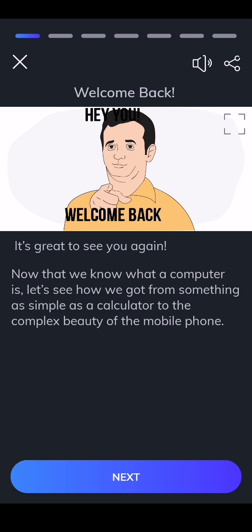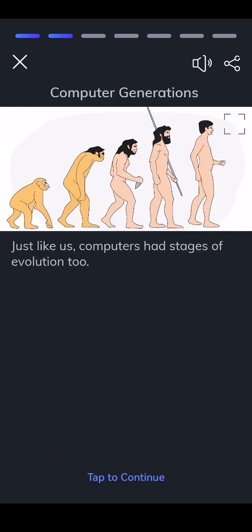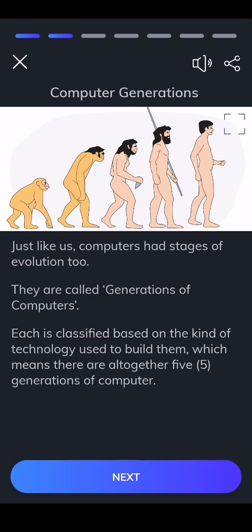Now that we know what a computer is, let's see how we got from something as simple as a calculator to the complex beauty of the mobile phone. Just like us, computers had stages of evolution too. They are called generations of computers. Each is classified based on the kind of technology used to build them, which means there are altogether five generations of computer.